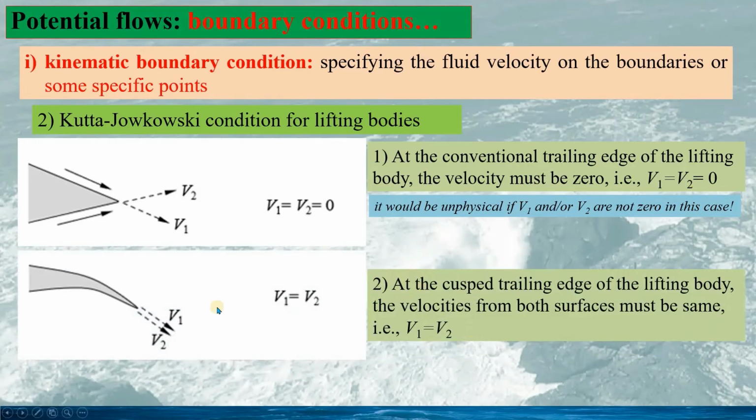However, if the lifting body has a curved trailing edge, and the velocities coming from the upper surface and the lower surface are both tangent to the trailing edge, in that case we will have a certain velocity, but V1 must be equal to V2. So the Kutta-Joukowski condition is only used for the lifting body, in case the potential flow can generate lift on the body.